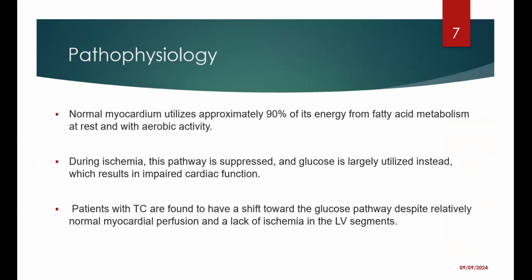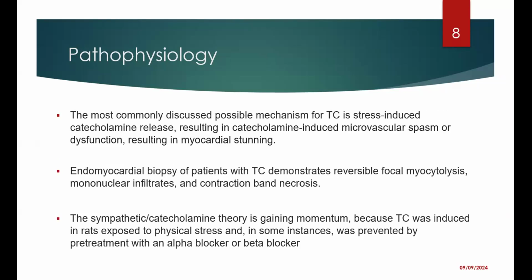So with the pathophysiology, a normal myocardium utilizes approximately 90% of its energy from fatty acid metabolism at rest with anaerobic activity. And during ischemia, this pathway is suppressed and glucose is largely utilized instead. And this results in impaired cardiac function. So for patients with Takotsubo cardiomyopathy, they are found to have a shift towards the glucose pathway despite relatively normal myocardial perfusion and the lack of ischemia in the LV segment.